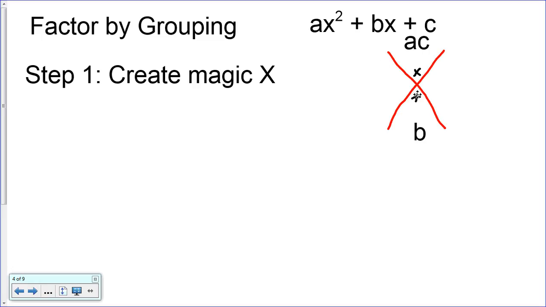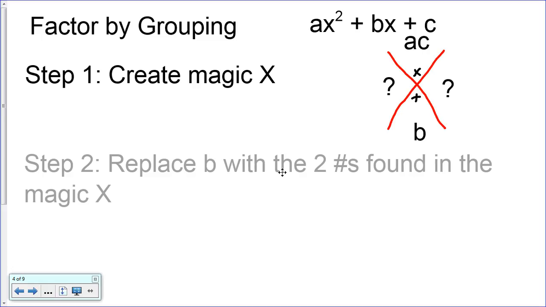Okay? Now your whole point is to figure out two numbers, and those will go on either side, that will multiply up to this number, but add up to this number. And again, this will make sense when we do it. But that's the whole point of the magic x. It's basically just a way to organize your thoughts to try to find those two numbers.